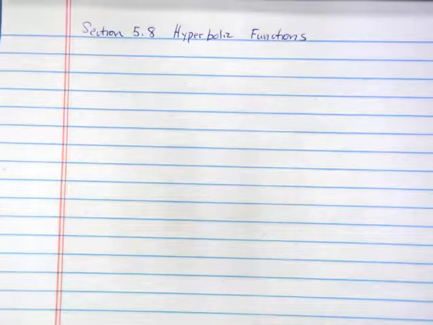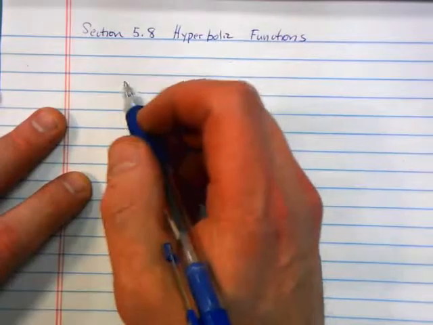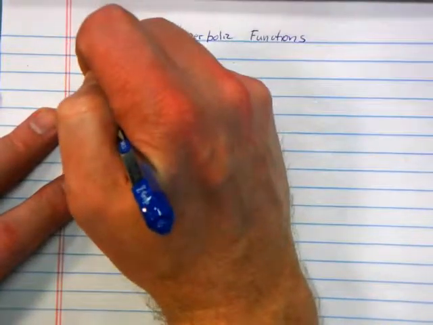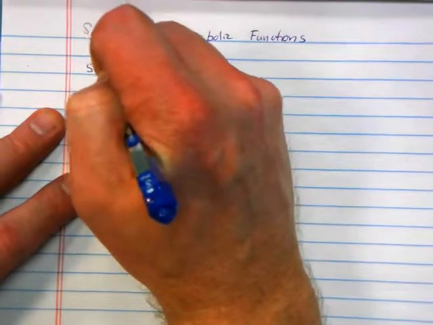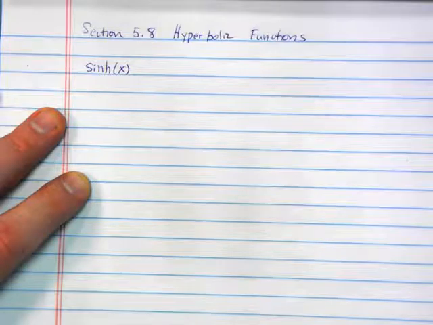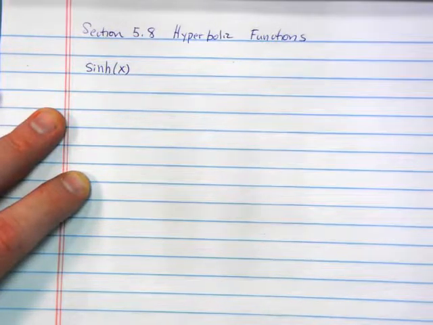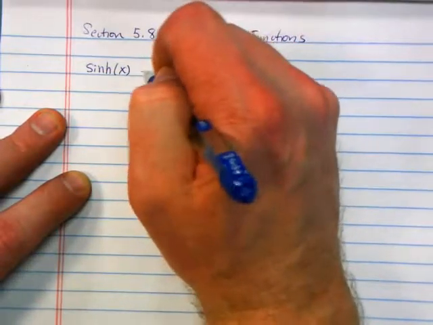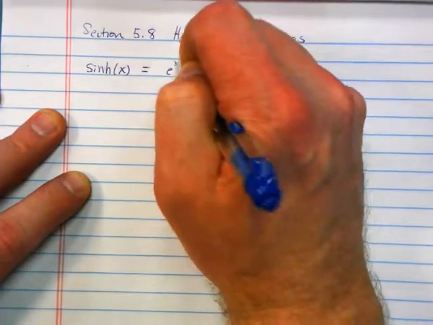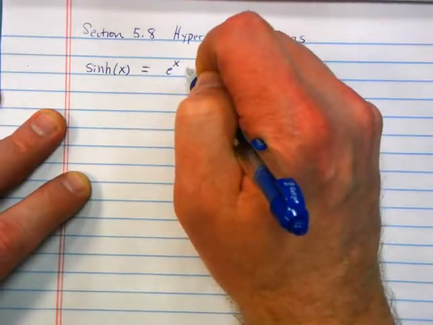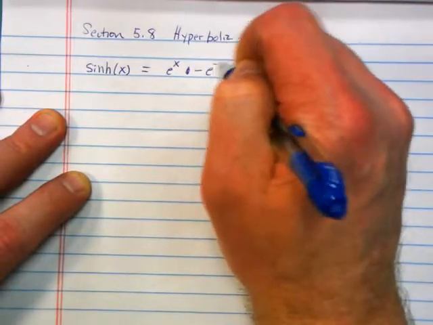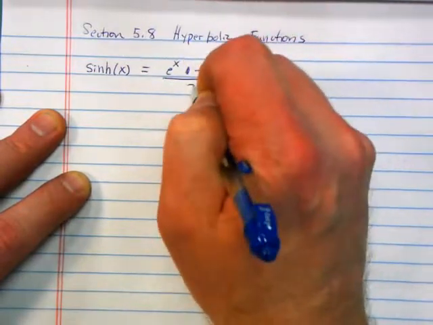All right, so let's define them first. The hyperbolic functions. The first one is called hyperbolic sine. So it looks a lot like sine, except it's got a little h on the end of it. Hyperbolic sine is e to the x minus e to the minus x over 2.